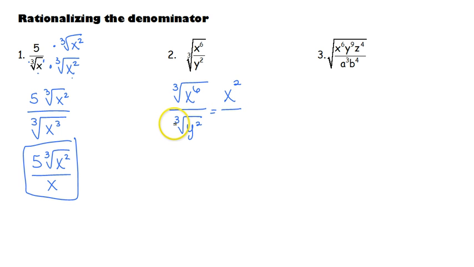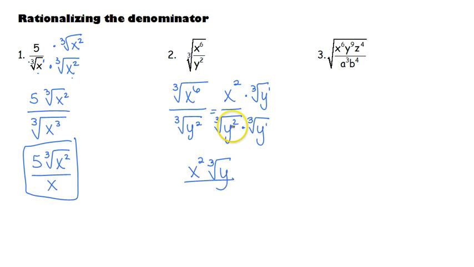Here I have 3 and I need 2, which means I need to now rationalize. I need 3, I have 2, I need 1 more. So I'm going to multiply top and bottom by that 1 more that I needed. So on top I've got x squared times the cube root of y. On the bottom, 2 plus 1, I now have that group of 3 that I needed. So it moves outside of the radical.